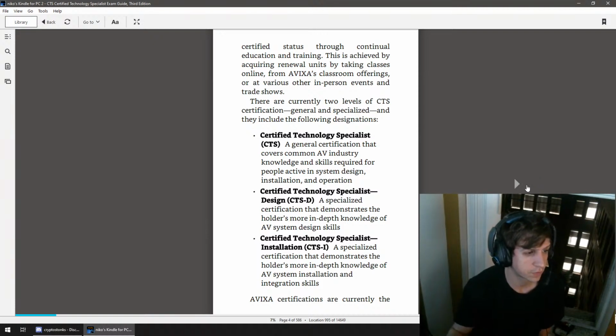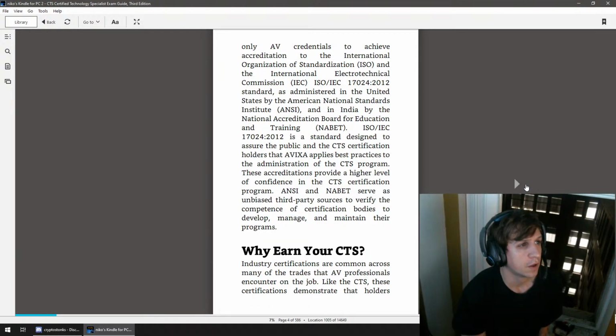Avixa certifications are currently the only AV credentials to achieve accreditation to the International Organization for Standardization and the International Electrotechnical Commission IEC standard, as administered in the United States by the American National Standards Institute and in India by the National Accreditation Board for Education and Training. It is a standard designed to assure the public and the CTS certification holders that the best practices of these credentials apply high level of confidence in the CTS certification program, blah, blah, blah.